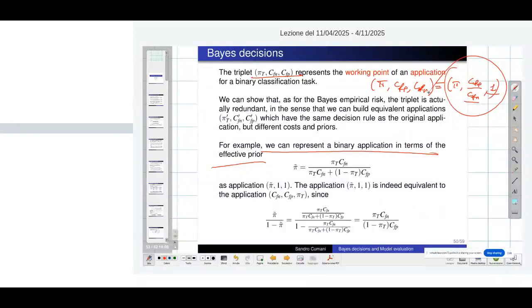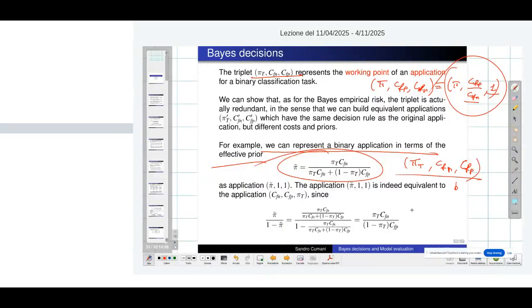Then if you remember yesterday at some point, we made a strange transformation and we said, let's consider an application with a strange prior that was obtained by applying this expression over the triplet that defined the application. And we noticed yesterday that using that transformation, an application which had this parameterization, here it's called negative, but it doesn't matter if you put before the false positive or the false negative.